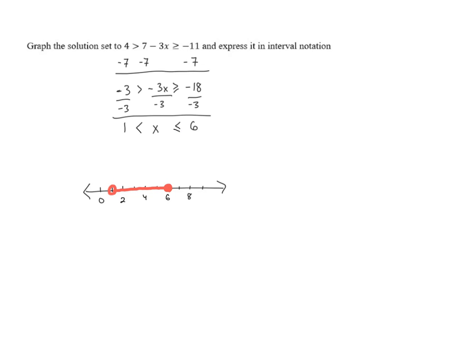And when we write this in interval notation, we end up with parenthesis 1, comma 6 bracket. And that's our final answer.